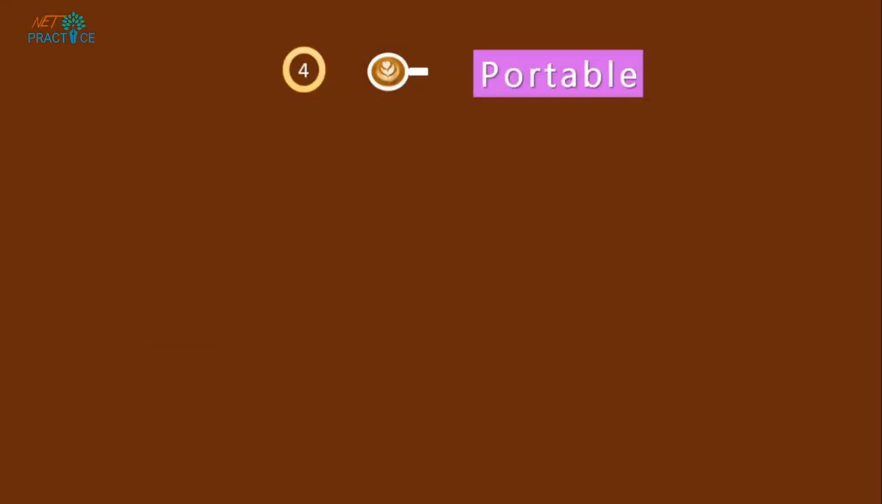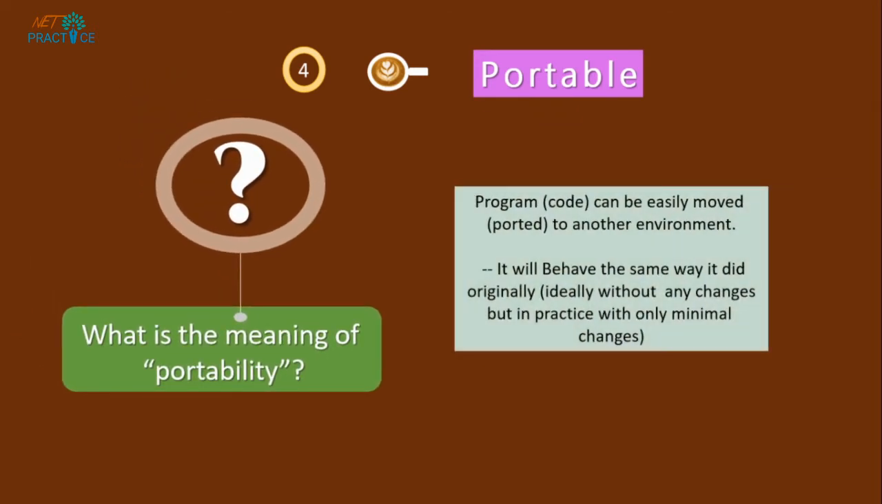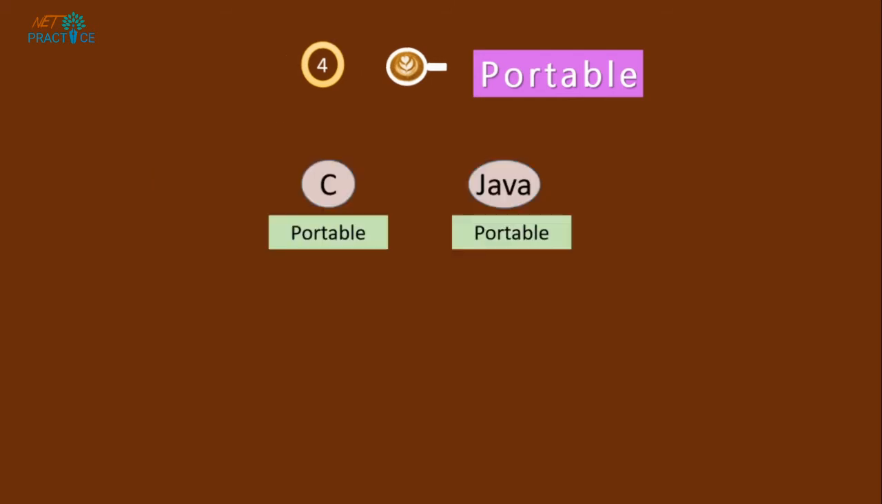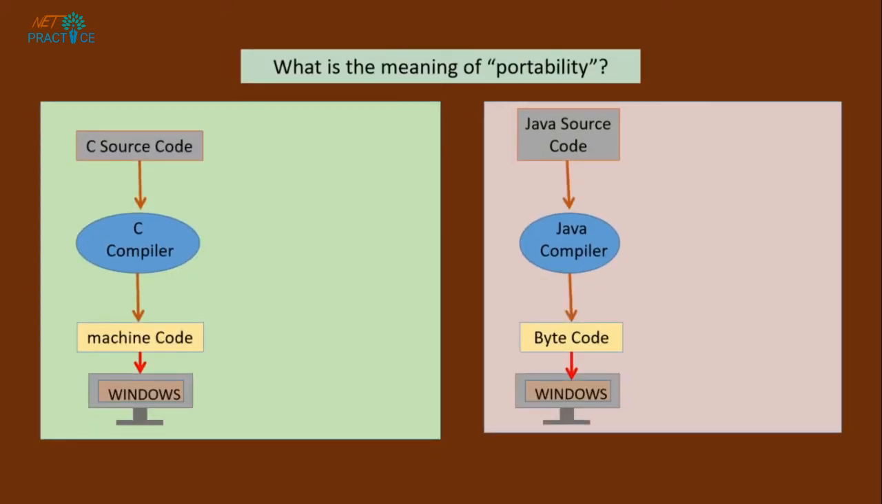And Java is portable. What do you mean by portable? You can move your Java program to another environment, and it behaves the same way it behaved in your previous environment. You have also read that C is portable and Java is also portable. Now, what is the difference between C portability and Java portability? In the case of a C program, when the C source code is compiled by the C compiler, it produces machine code.